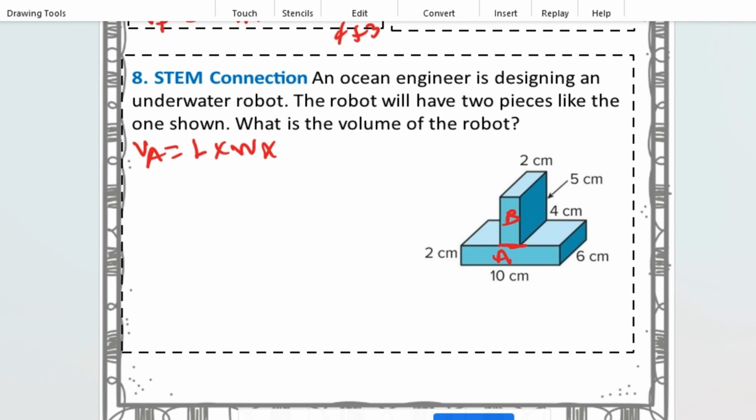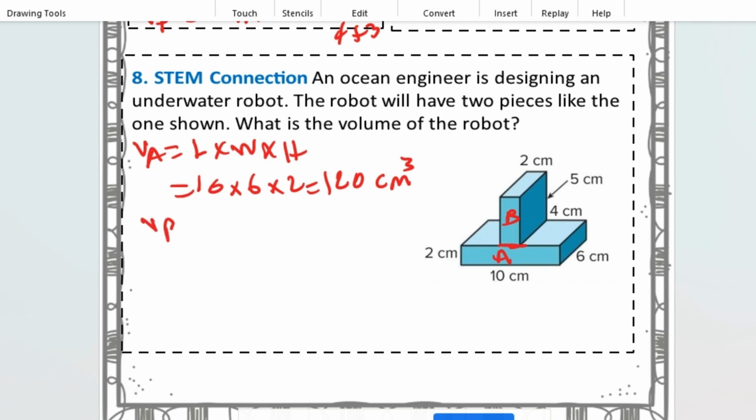Okay, this will be what? L is 10, W is 6, and the H is 2. 10 times 6 is 60, times 2 is 120. And of course, we don't forget our cubic unit.